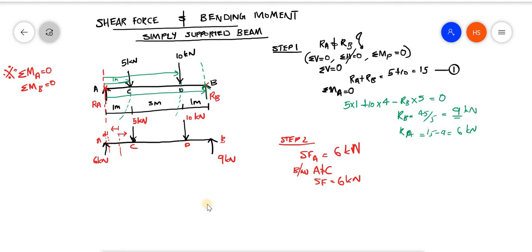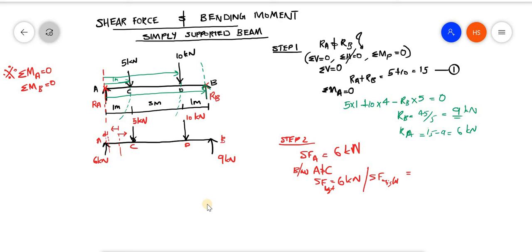Between A and C, it will be 6. And again, this is considering the left of the section. Now, if I am considering the right loads, what are the loads in the right? That is 5 kilonewton, 10 kilonewton and 9 kilonewton. So, either you can take to the right or left.